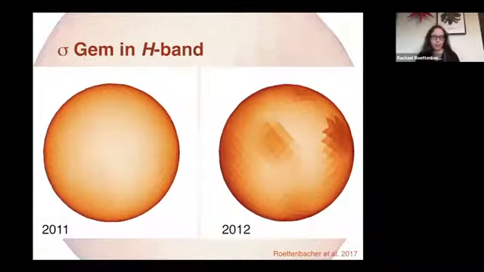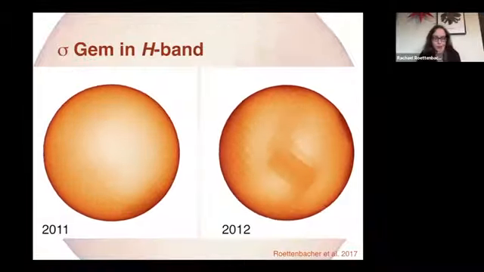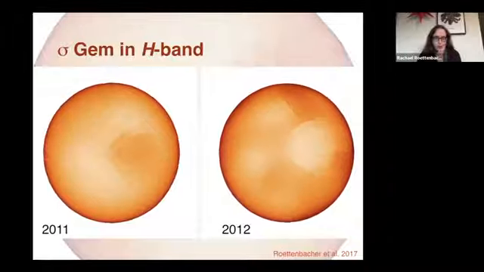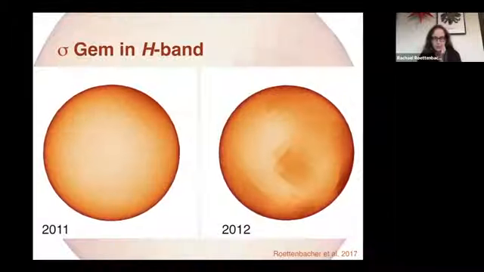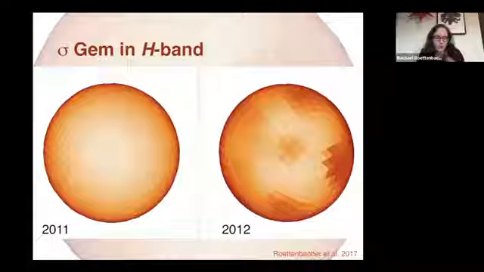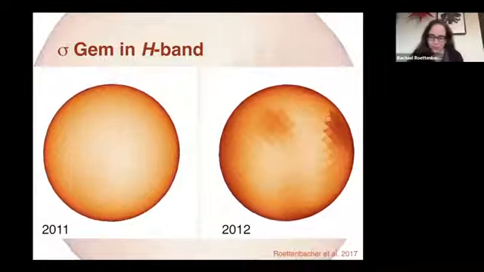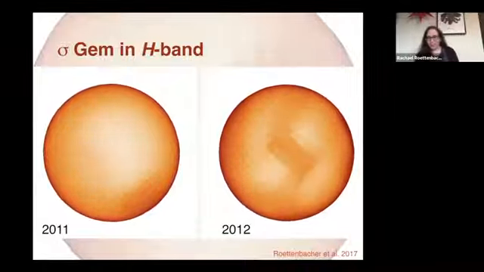But just for fun, here are the two images from the interferometric observations in H-band as they appeared on the sky, just rotating. I never get sick of looking at these, so I have to show them, so sorry about that.